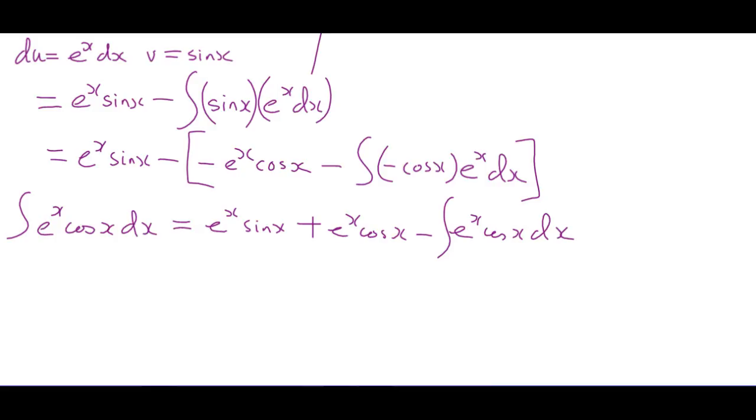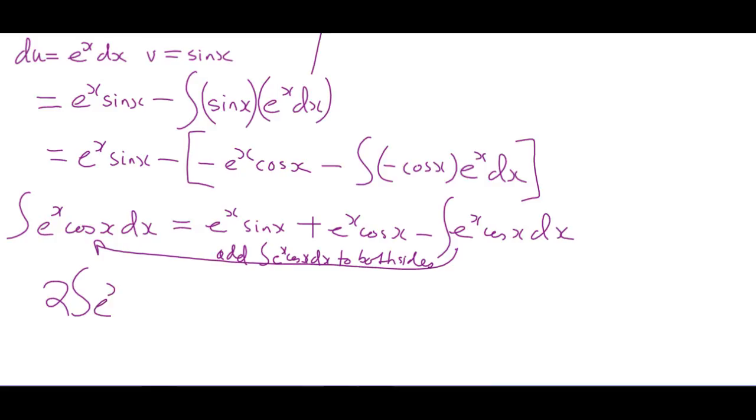Now you can say, look, you got one of these over here, you got one of these over there. Can't cancel them out. But you're going to add this to both sides. If you cancel them out, you just end up with 0 is equal to that. It's not that. So let's add the integral of e to the x cos x dx to both sides. So now I've got two of the things that I wanted to find. And that's equal to e to the x sine x plus e to the x cos x.